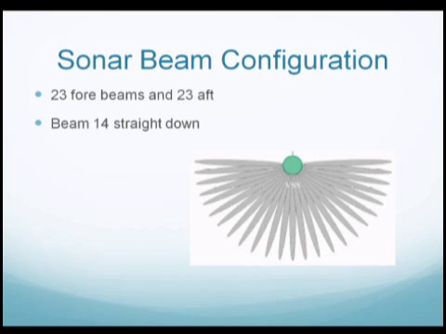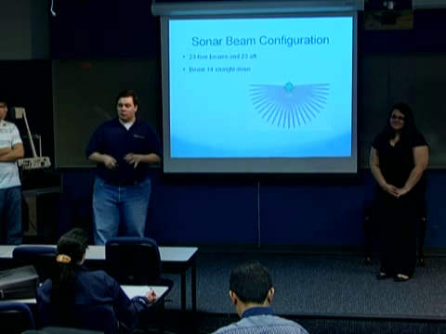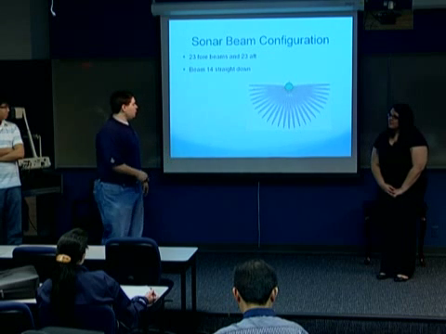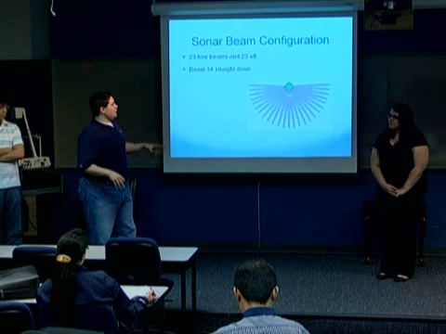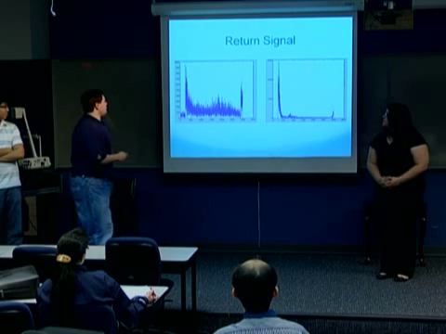Obviously, if you look at it geometrically, if you're looking at the ocean floor, this beam is going straight down, so you're going to get a much cleaner return on what it's passing over. The rest of these beams are fanning out in opposite directions. So what's happening is you're getting a much more distorted signal, which is right here on the left.